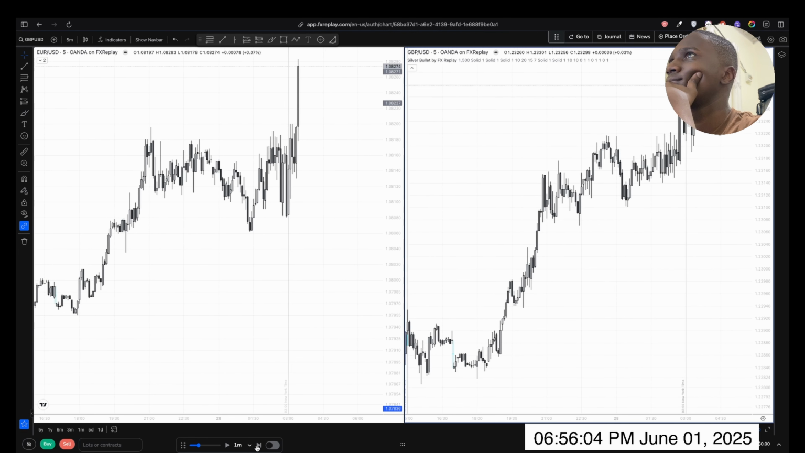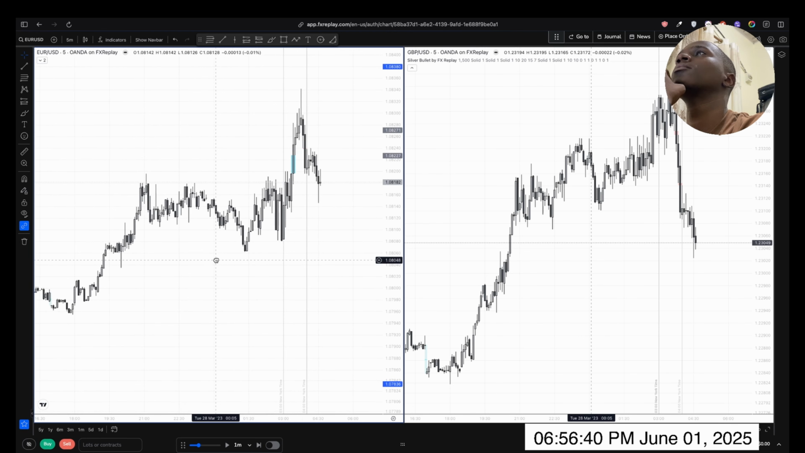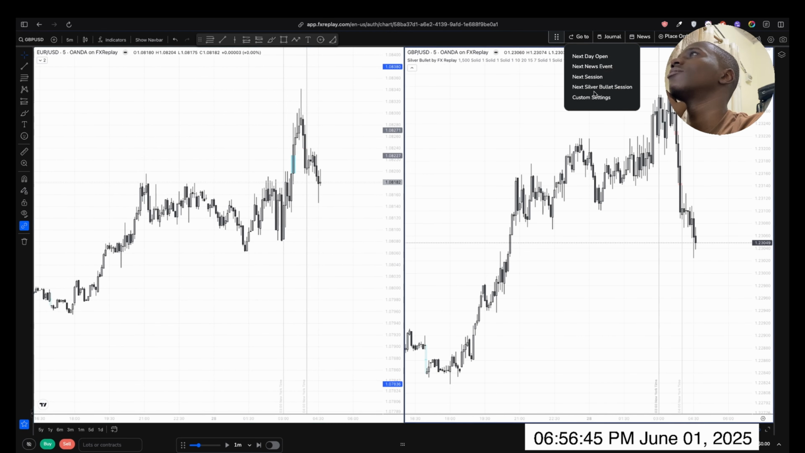Do you see how EU is pushing higher while GU is still thinking twice about it? I don't know, it's causing some kind of confusion that EU is about to drop as well. This is really crazy. Let's go to the next London silver bullet.